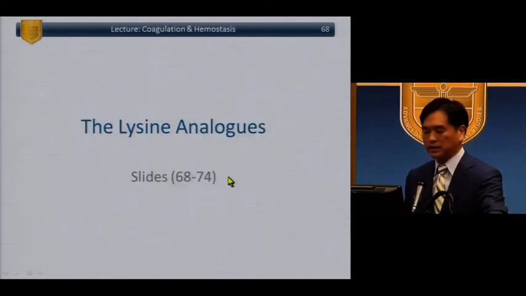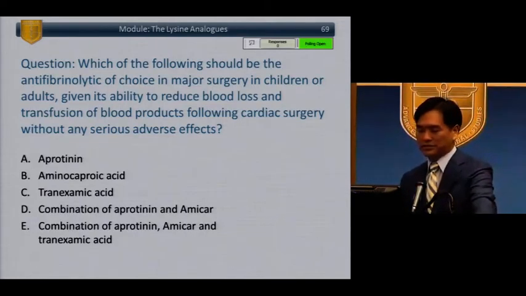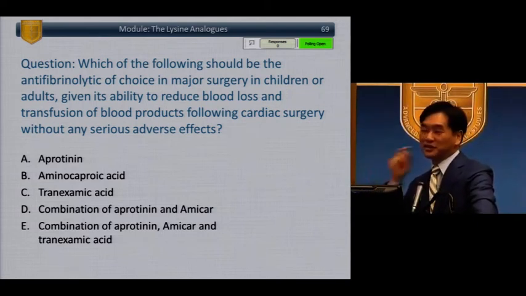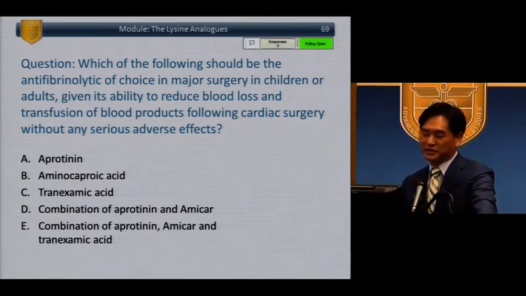The lysine analogs. When I wrote this, there was a play that was big in the Chicago area called the Vagina Monologues. I don't know if anybody knows? Okay, anyway, it was funny back then.